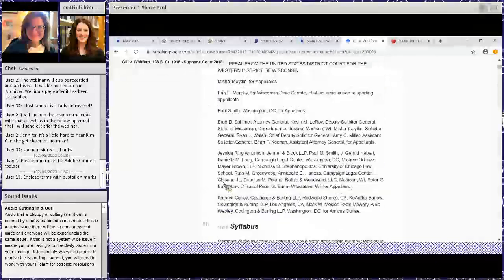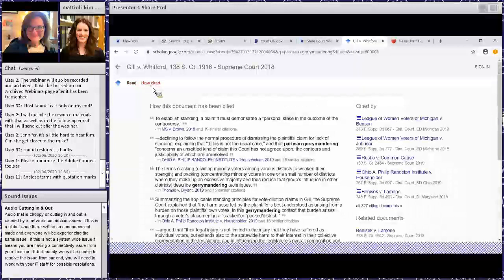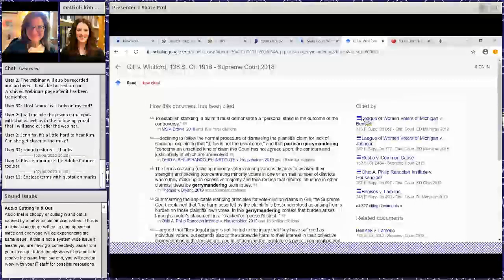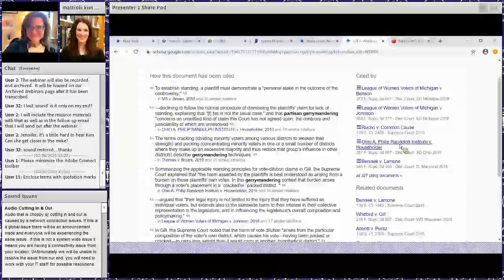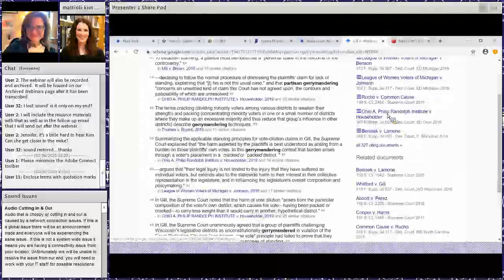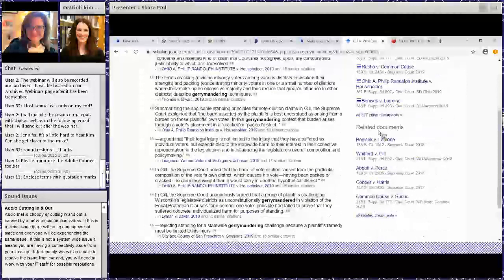So Google Scholar has a really good feature that I want to make you aware of. It's this button up here at the top left called How Cited. Over here on the right, you'll see that this says cited by. So this is showing you all the cases that have cited Gill v. Whitford. And you can see that here's our Rucho case that the Supreme Court decided in 2019. Those are cases that you might want to read because they're going to be more recent than the one you were just looking at, that have cited the one you're looking at, and it might further expand on the law in some way.